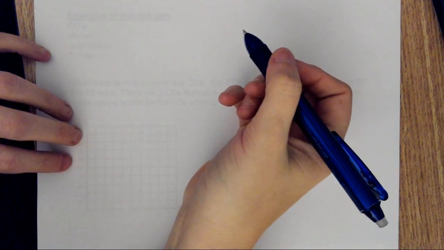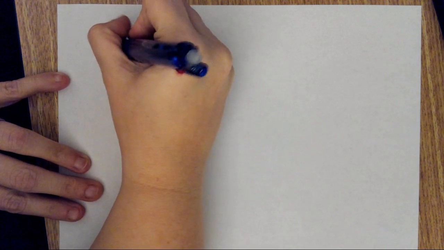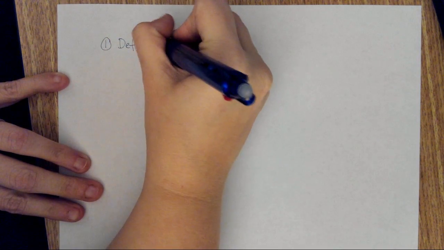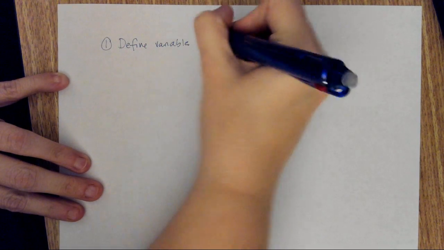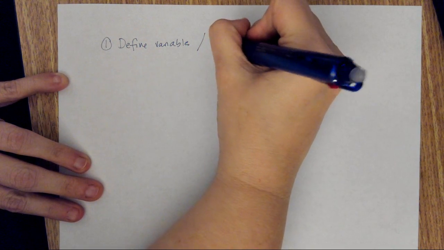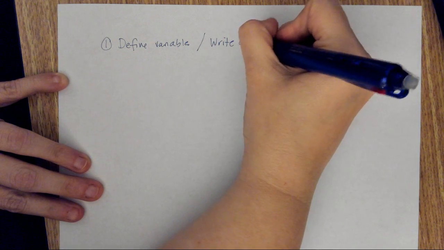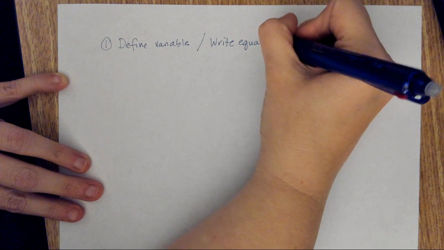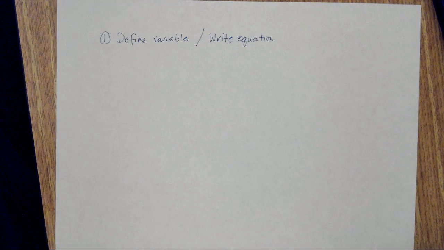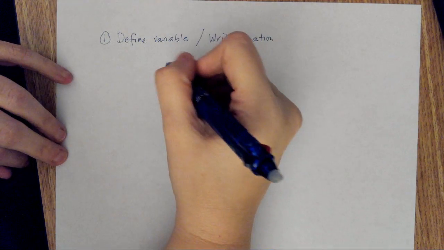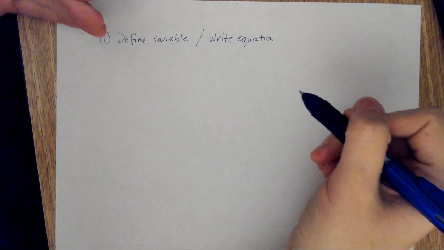So when we solve word problems in algebra, the first thing we always do is define our variables and write an equation. Now I call this step 1, even though it's two things, because there are some people who have to define their variables before they write their equation. So they have to say x equals this, y equals this, okay, now I can write the equation.